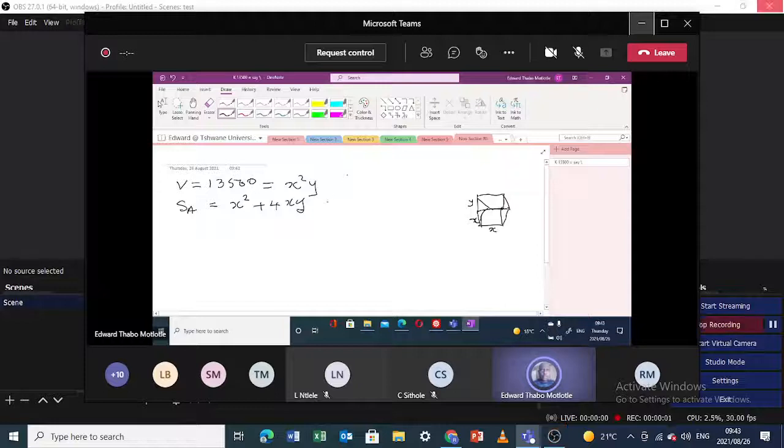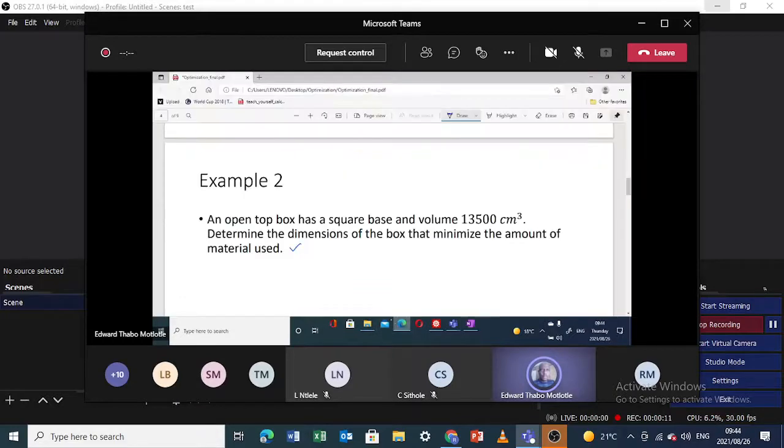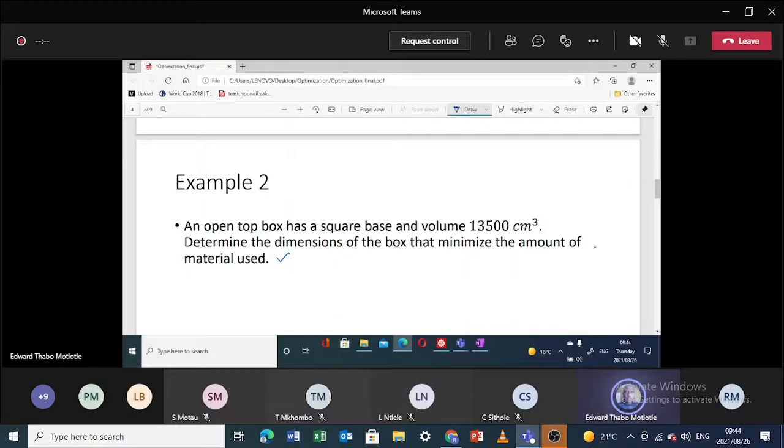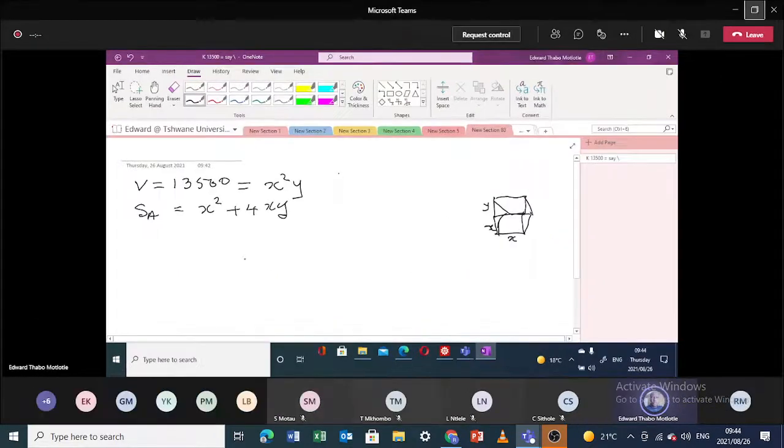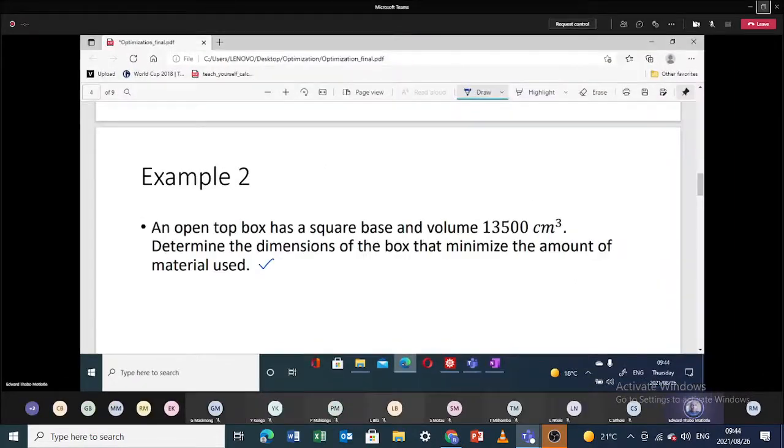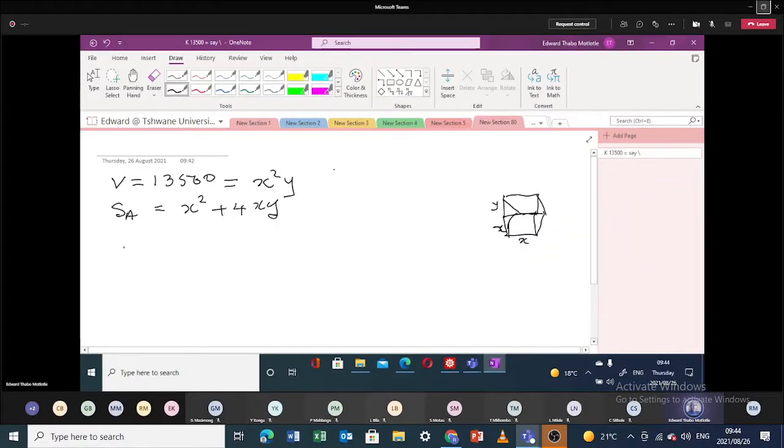We have all the information that we need. We have the surface area and the volume. Now we have to optimize what? Let's check the question. What are we optimizing? Determine the dimension of the box that minimizes the amount of material. So we are maximizing the area, or minimizing. Yeah, we are minimizing the area.